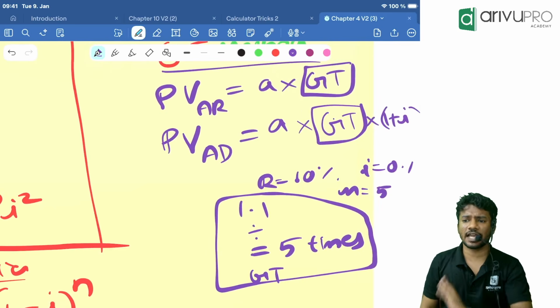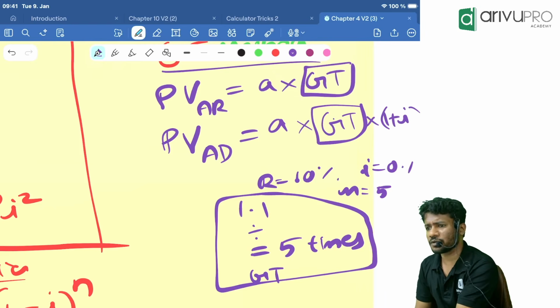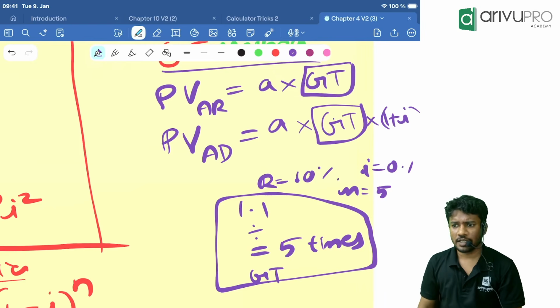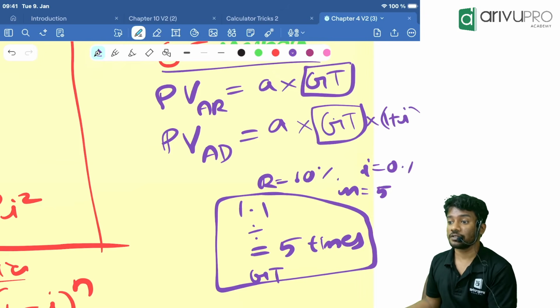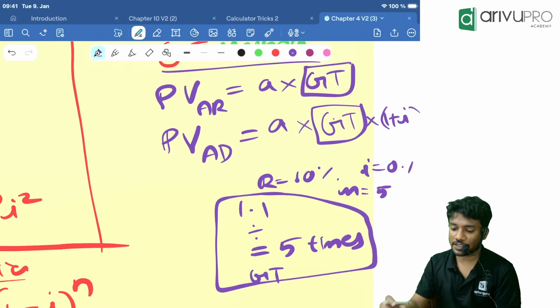Then multiply it with the annuity. Multiply it with the annuity. You will get what? Present value of annuity regular. If you multiply it with 1 plus I also, you will get what? Present value of annuity due.